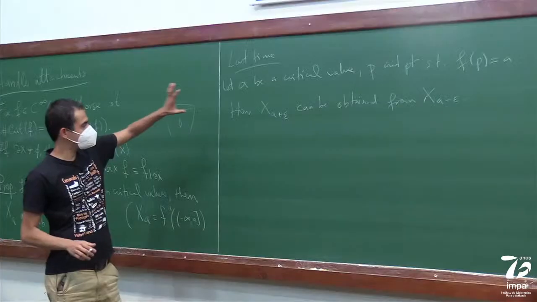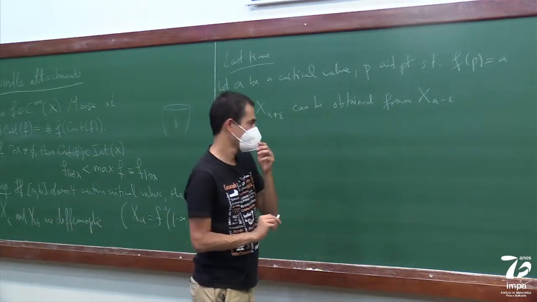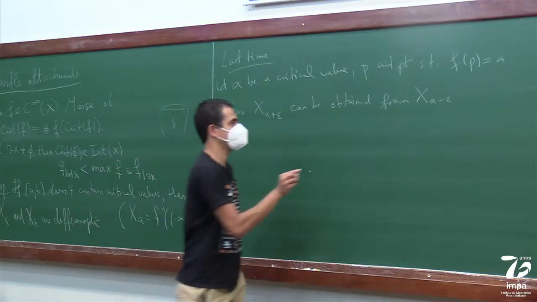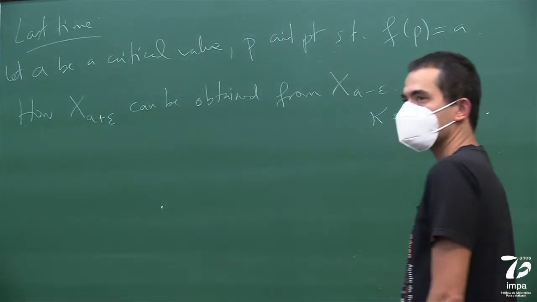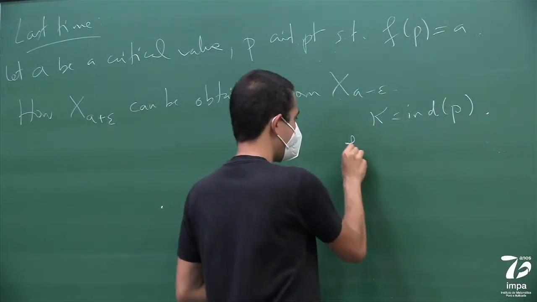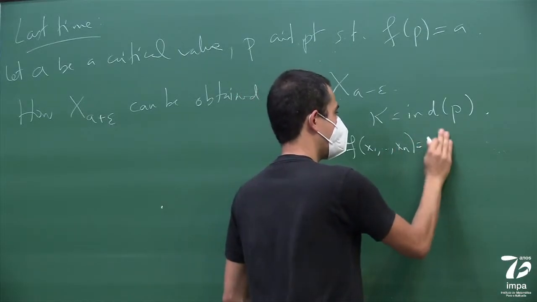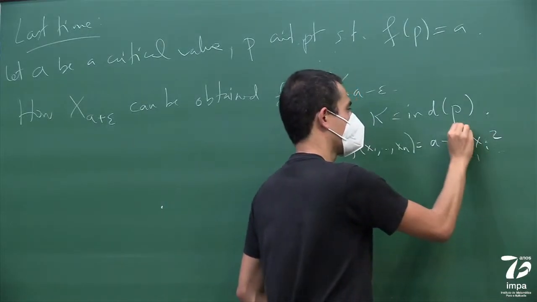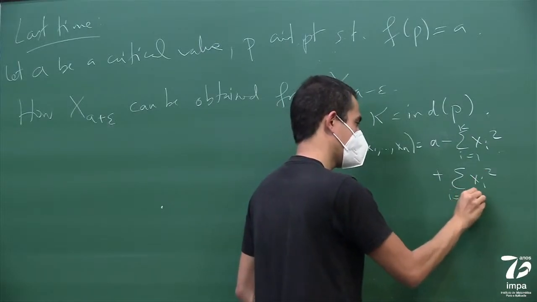And let's go back to what we were doing last time. So last time we looked at a neighborhood of p. In a neighborhood of p, we can use the Morse lemma, and let's say k is the index of p. So that means that there exists a chart around p such that in those coordinates we can write f like this. So f is equal to A minus the sum of x_i squared from 1 to k plus the sum of x_i squared from k+1 to n.